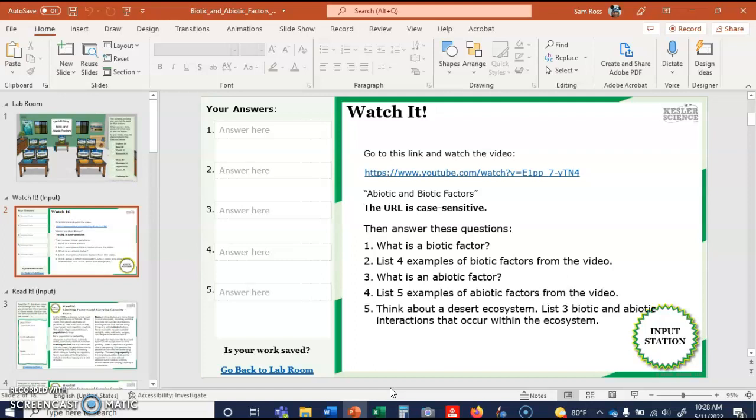and you'll answer them over here. What is a biotic factor? List 4 examples of biotic factors from the video. What is an abiotic factor? List 5 examples of abiotic factors from the video. And then think of a desert ecosystem. List 3 biotic and abiotic interactions that occur within the ecosystem. So if you can't think of 3 biotic or 3 abiotic things from a desert ecosystem, you can always search that. Biotic things in the desert ecosystem, abiotic things in the desert ecosystem. Okay, so that's Watch It.